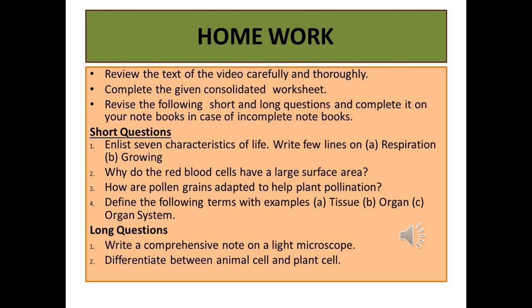Short questions. 1. Enlist 7 characteristics of life. Write few lines on A. Respiration, B. Growing. 2. Why do the red blood cells have a large surface area? 3. How are pollen grains adapted to help plant pollination? 4. Define the following terms with examples: A. Tissue, B. Organ, C. Organ system.